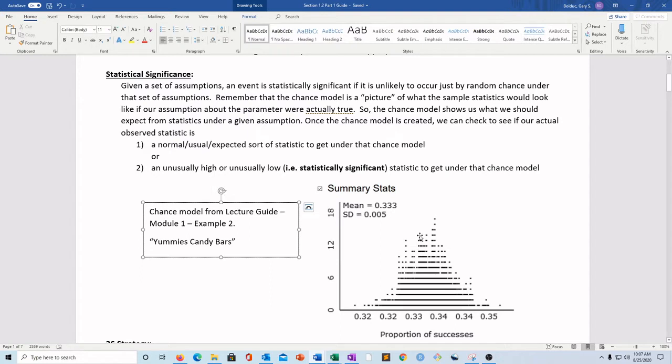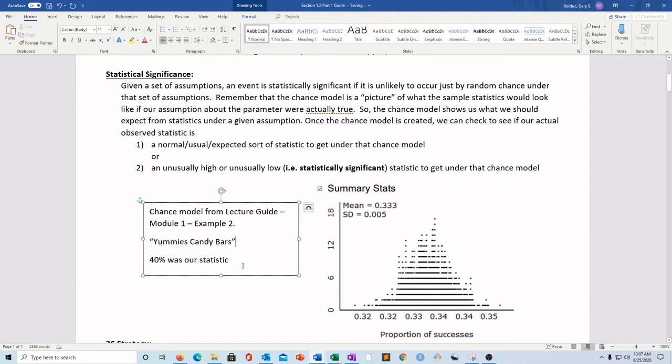We said, okay, well, this is nice. This is the chance model, assuming Yummies is only getting 1/3 of the purchases. Let's take our data, and if you remember, our data was 40%. So let me put that down here. 40% was our statistic.